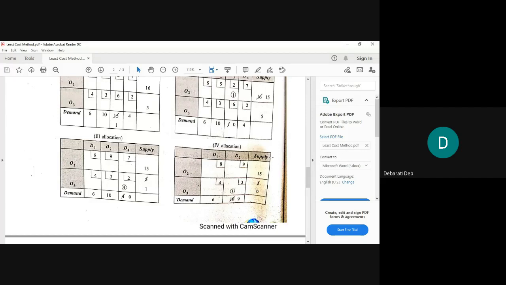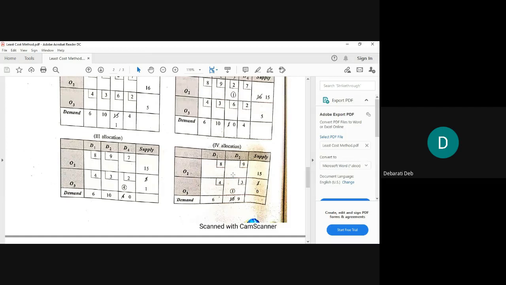And under supply you write 15 and 1. In the demand row you will write 6 and 10. You will not write any more 4 or 0 because it's not there. Only the D1 column and D2 column is there, so there will be 6 and 10 in the demand row. Okay? Now you check which is the least cost here.